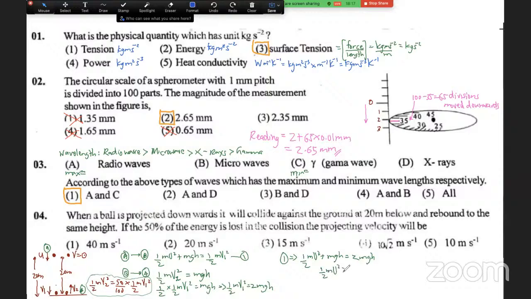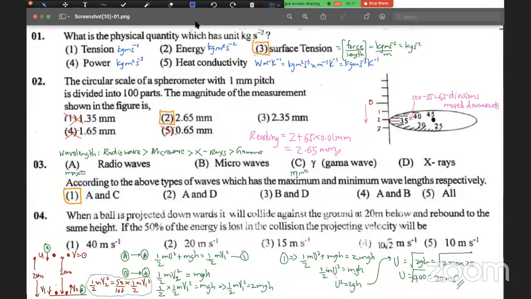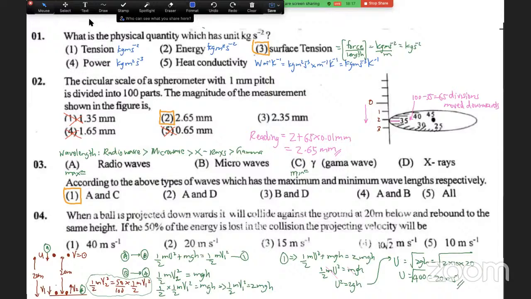I have half mu squared equals mgh, right? This m and this m get cancelled out as usual. u squared is equal to 2gh, and u is equal to the square root of 2gh, square root of 2 into 10 into height 20, that is u is equal to square root of 400. I'm getting 20 meters per second. Anyone else who got this answer? 20 meters per second, and that is the second option. Right, people? Should not be a huge problem. Quite manageable, isn't it?